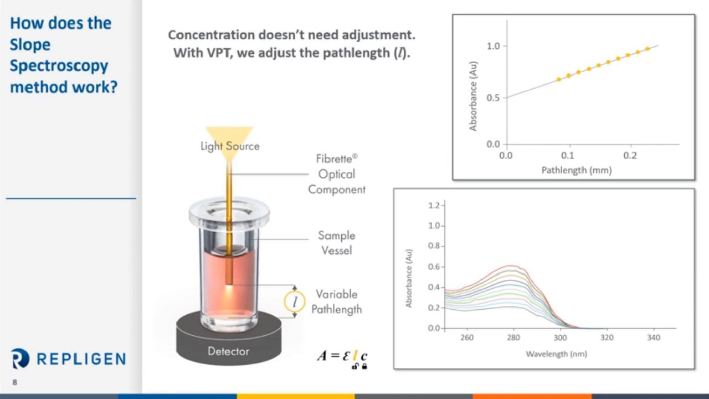We rely on multiple absorbance values to plot a slope regression, which shows the change of absorbance over path length. In the top right graph, you'll see each of those data points sitting on the regression line represents an additional path length of data. It's also represented spectrally in the bottom right graph. Each one of those spectra represents another path length of data.